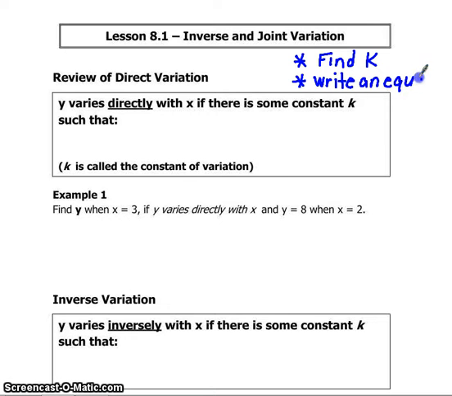Our first example is simply a review of direct variation. Y varies directly with x if there is some constant k such that y equals k times x. K is called the constant of variation, which is the same thing as the slope. It is also to note that if we solve for k, we would get that k equals y divided by x. Example 1 is a familiar direct variation problem.